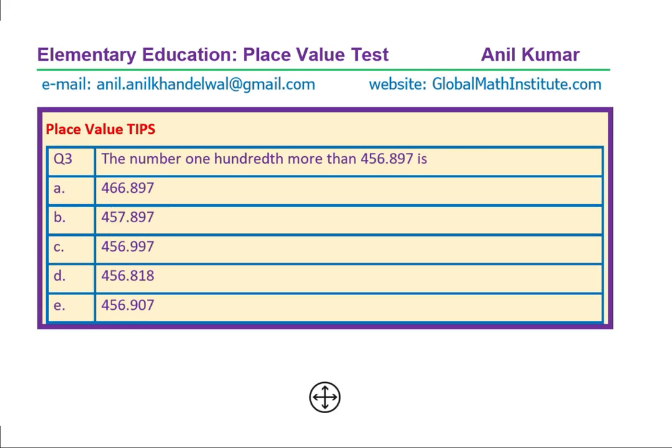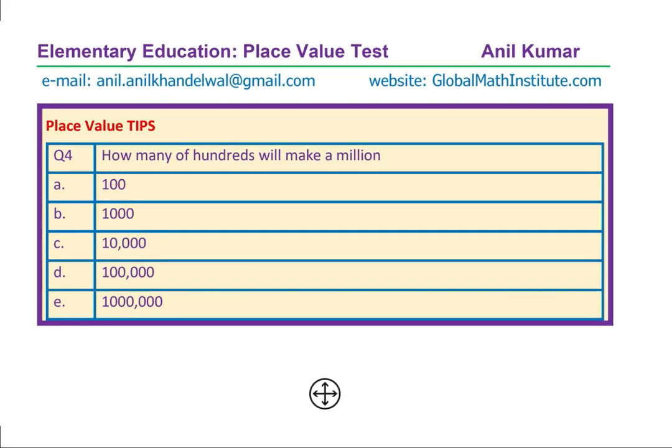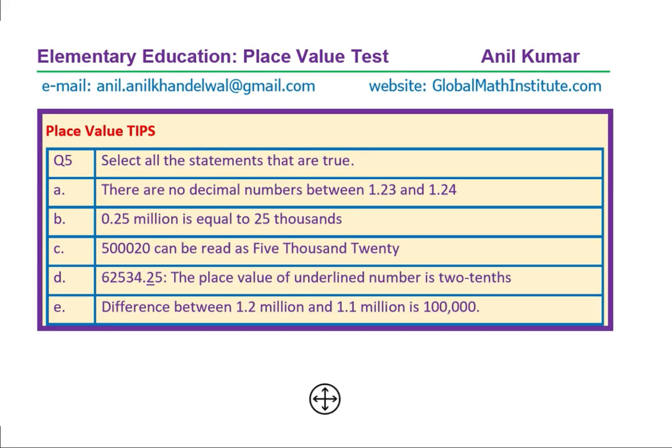Here is question number 3. The number 100th more than 456.897 is what? Question number 4. How many hundreds will make a million? Question number 5. Select all the statements that are true.